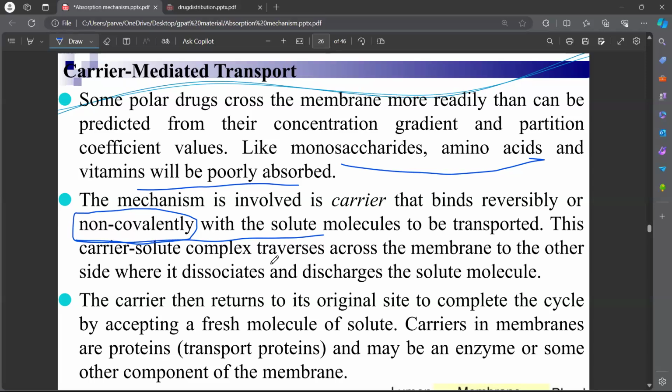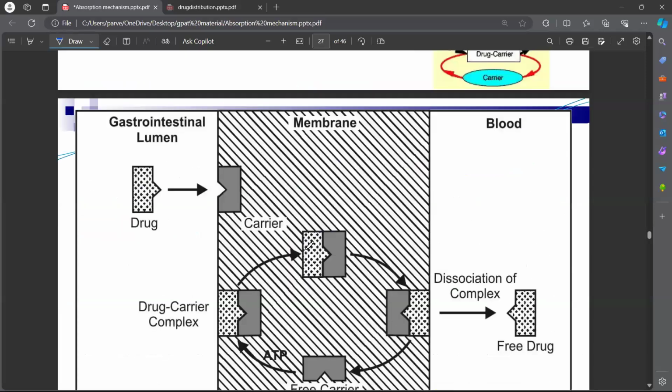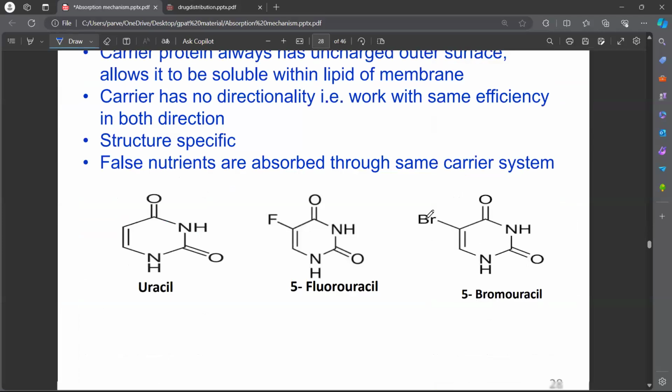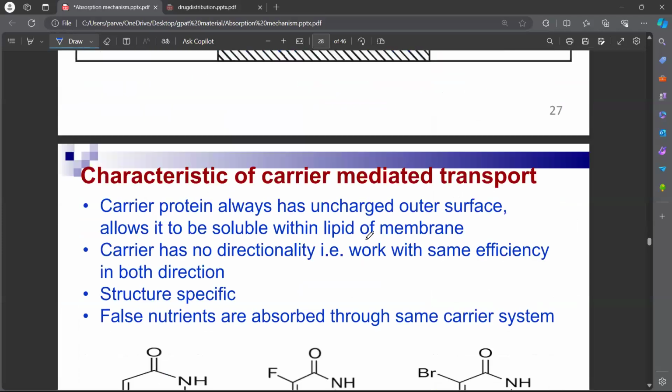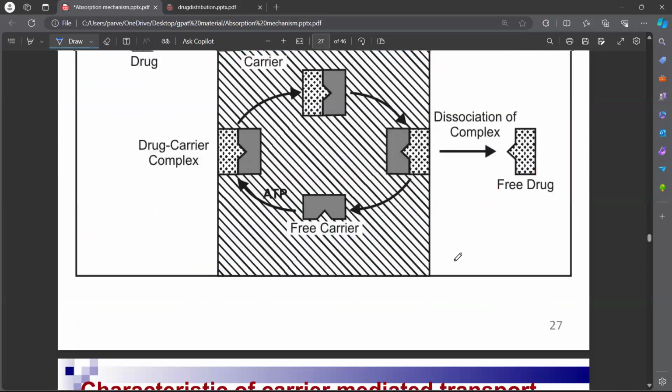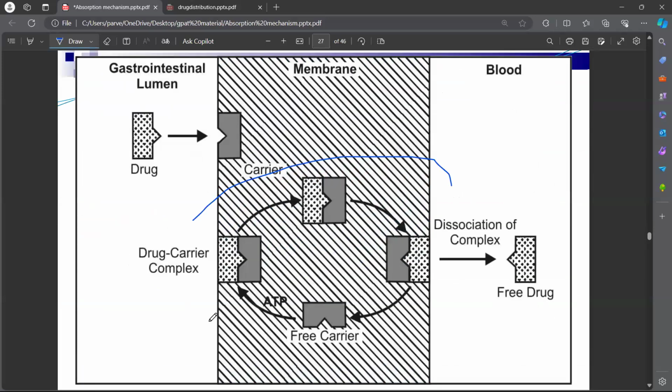Now the characteristics of the carrier. The carrier protein always has an uncharged outer surface, which allows it to be soluble in the lipidic membrane. The carrier has no directionality and works with the same efficiency in both directions. It is not like the carrier works with more efficiency while transporting the drug in one direction than while coming back. It has the same efficiency both ways.